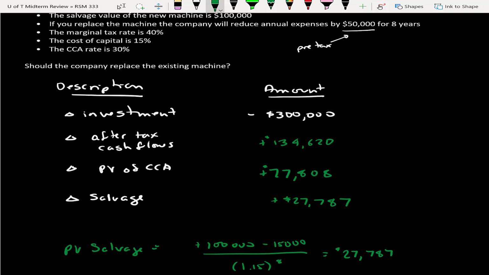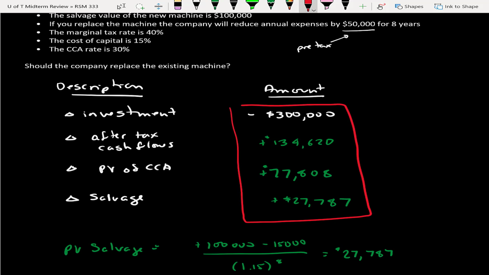So if I add all of these up, I will get a net present value of negative 59,785. Therefore, do not replace the machine. So you can see it was just a regular NPV question. It was just a bit more involved because we had to do the change in cash flows this time.